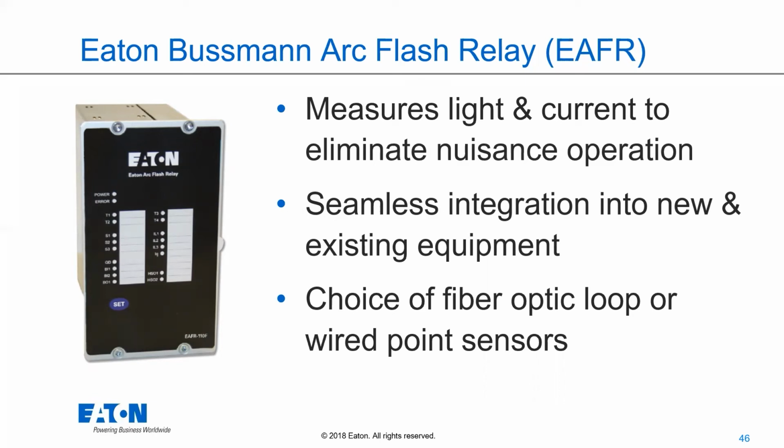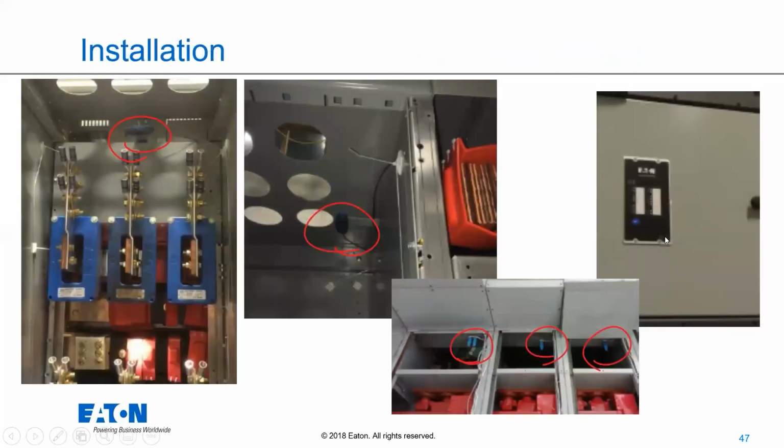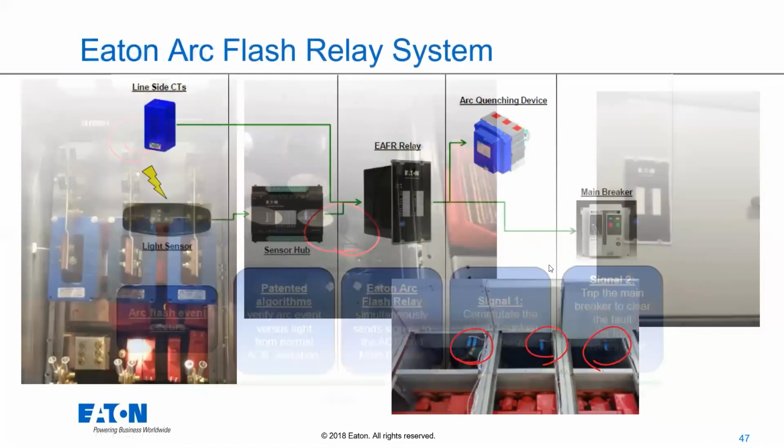You can get a choice of fiber optic loop or wired point sensors. This is something I always include here because people who care about relay, they like one better than the other. And you can get it as either. So whichever one you prefer, it's available. But you can see here those light sensors, right? Those are installed all within the piece of equipment. All the way on the right, you can see the display on the outside of the piece of equipment. So you could see how this is really, really easily installed in existing equipment, right? It's just a couple pieces, this and a couple CTs that you install in existing equipment to be able to meet that arc flash reduction.